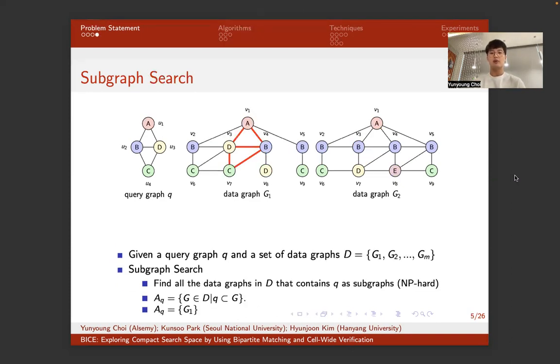Second, given a query graph Q and a set of data graphs D, subgraph search is the problem of finding data graphs in D that contain Q as a subgraph. For example, in the provided illustration, we can observe that G1 is the data graph containing Q as the subgraph.